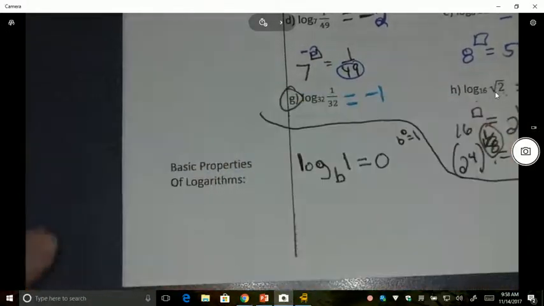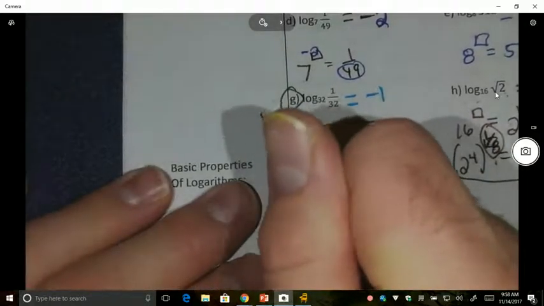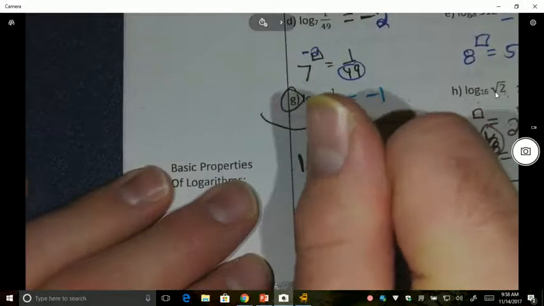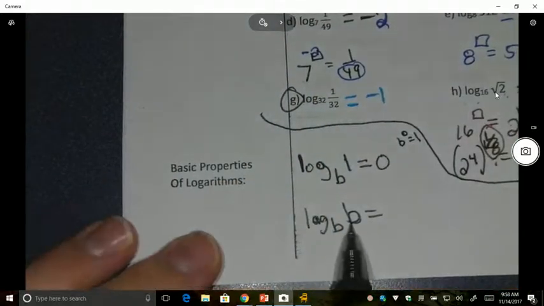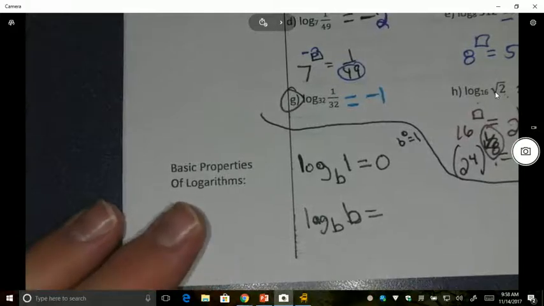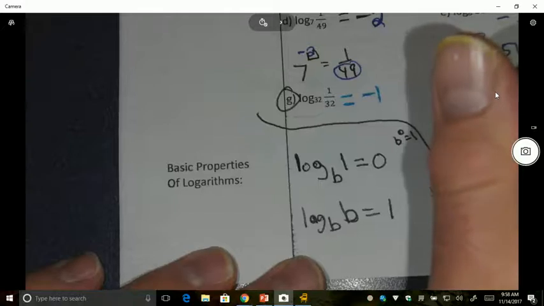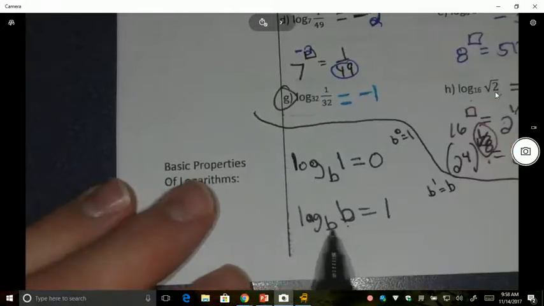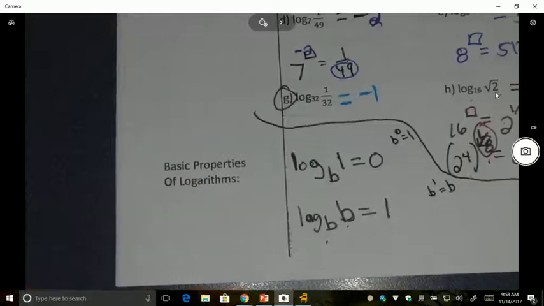Similarly, we have log base b of b. Well, you got a logarithm with base b, and inside you have the base. B to what power is b? 1. So if I have this, then it's just going to be 1.